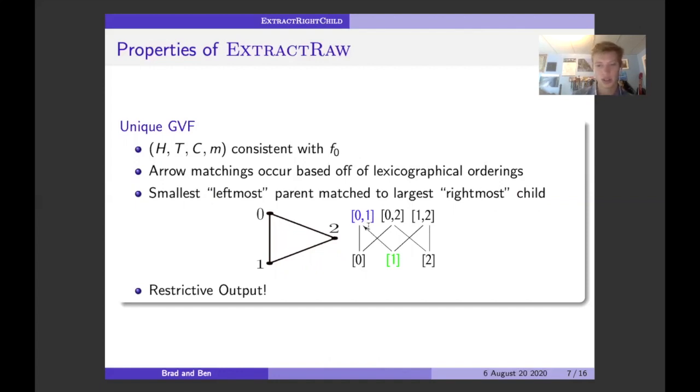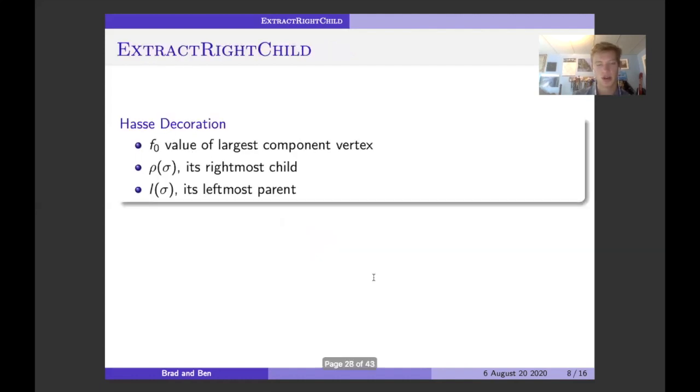And we also show that this is a really restrictive output. There is exactly one gradient vector field that sticks to both this consistency with the function and also this continual matching between leftmost parents and rightmost children. Knowing this, we can design an algorithm that uses this property instead of using all of these recursions. The first thing we're going to do in our algorithm, which we call Extract Right Child, is go through every node in the Hasse diagram and store the function value of the largest component vertex of every simplex, and then its rightmost child node, and also its leftmost parent node.